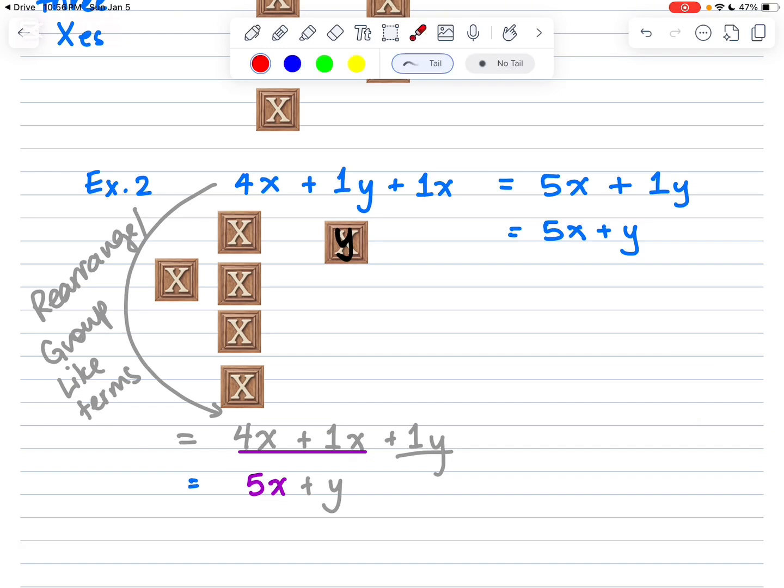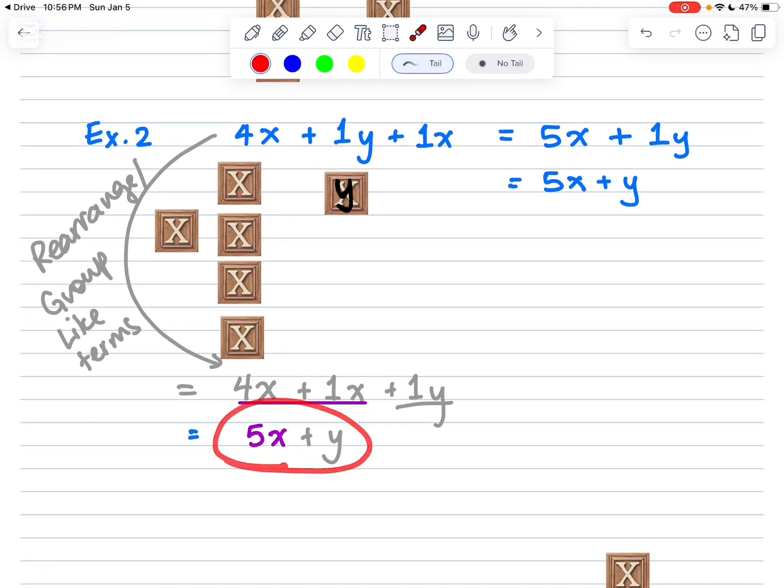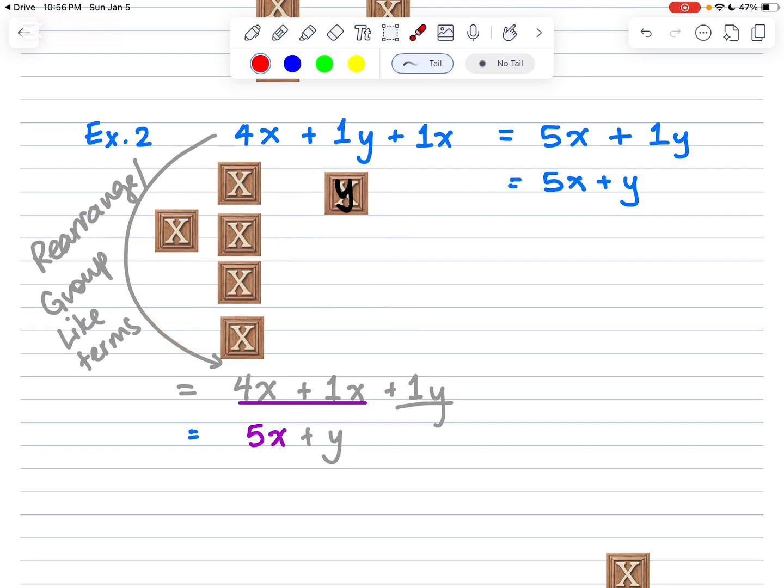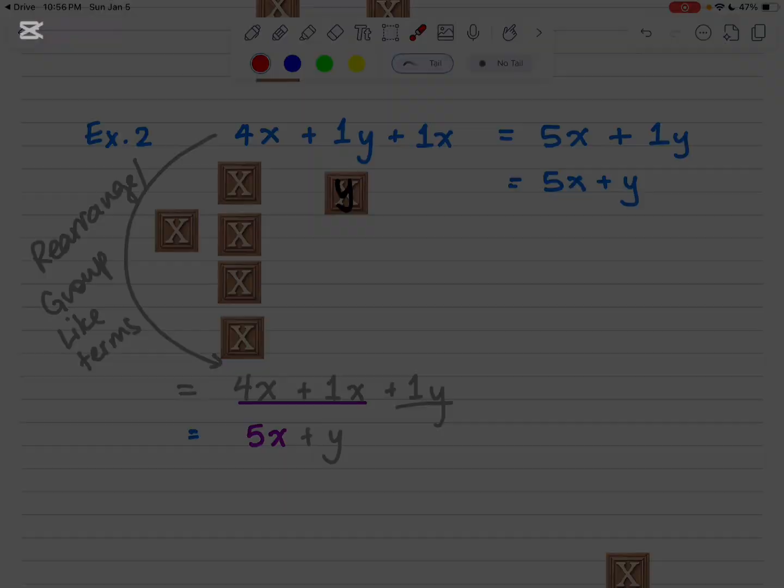Now I can't go any further than that because I can't say, oh, that's 6 of something. Well, yes, but you can't add x's and y's together. You can't merge them. And we can see this because looking at the picture, it would not make sense to say, oh, that's the same as 6x. Well, no, I have 5 x's. And I also can't look at it and say, oh, that's 6y. Well, no, because I only have 1 y. So our final answer is that.